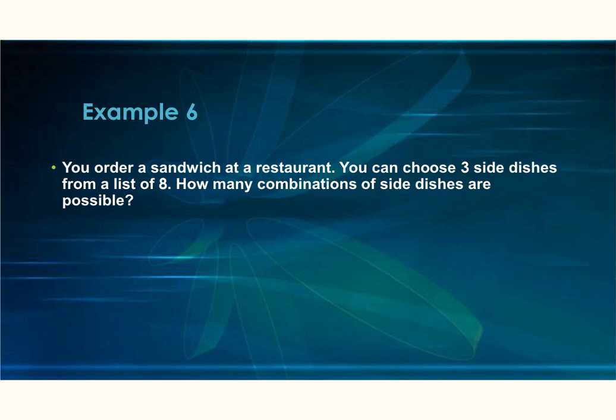Okay, so back to example 6, back to the word problems. This one says you order a sandwich at a restaurant. You can choose 3 side dishes from a list of 8. How many combinations of side dishes are possible? Dead giveaway is the word combinations here. It might be like a combination problem. Good guess. So what's my R? R is 3, and my N? 8. So this is 8C3.